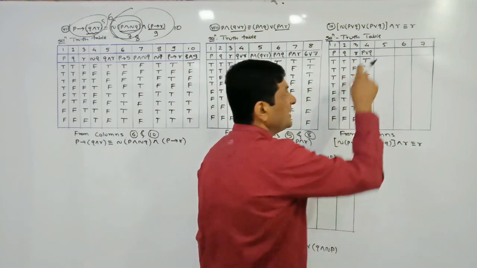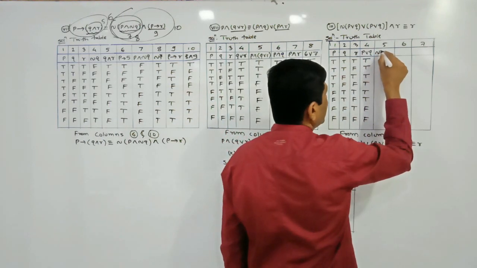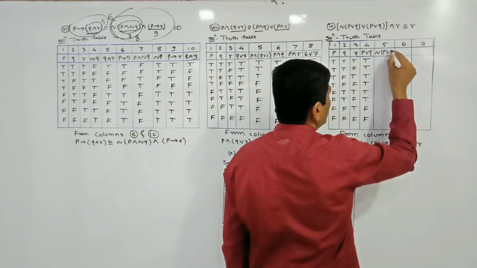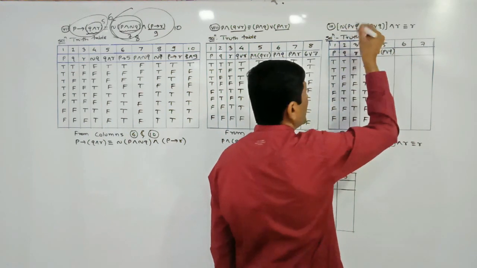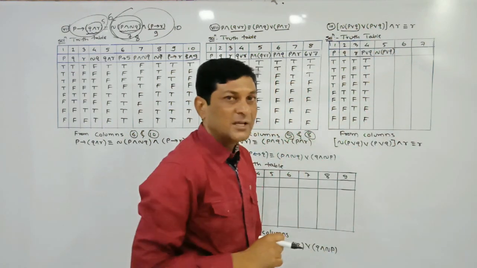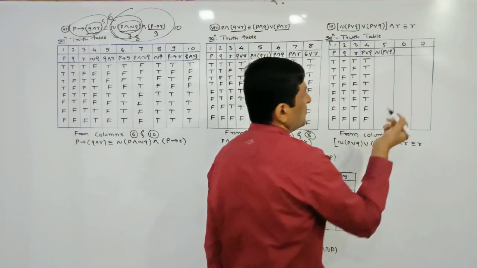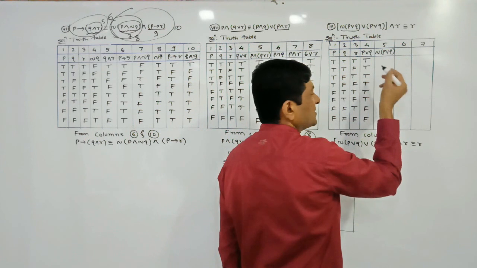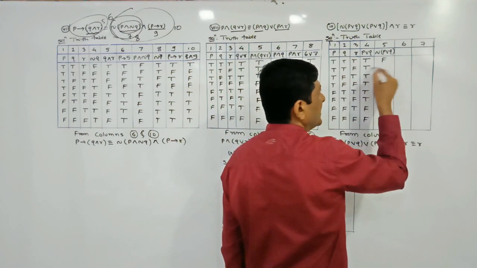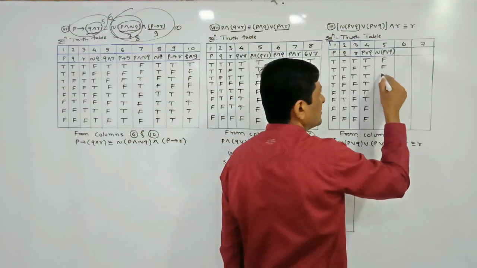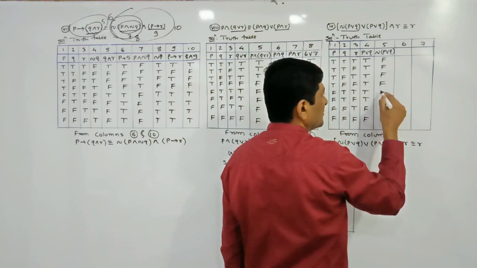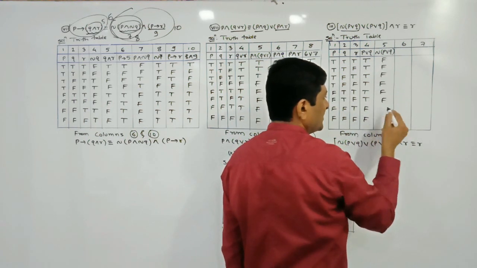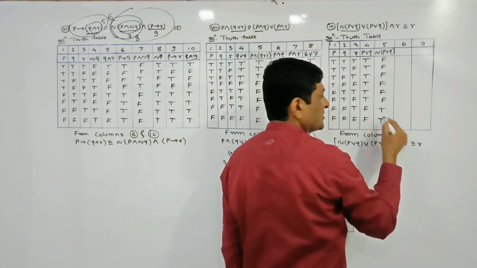Now we are finding the negation of P or Q, because in the first part we will require its negation. The truth values of P or Q are known to us, and we are finding its negation. Negation of true is false, in the first six cases. Negation of false is true, in the last two cases.